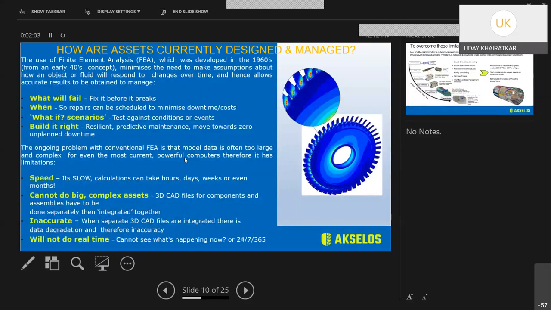So how are assets currently designed and managed? The use of finite element analysis, which was developed in the 1960s, minimizes the need to make assumptions about how an object or fluid will respond to changes over time, and hence allows accurate results to be obtained to manage what will fail, when it will fail, what if scenarios, and build it right. The ongoing problem with conventional FEA is that model data is too often too large and complex for even the most powerful computer. So finite element analysis has its own limitations. The speed is very slow, it cannot do big complex assets, inaccuracies are there, and a real time continuous monitoring system is not there.